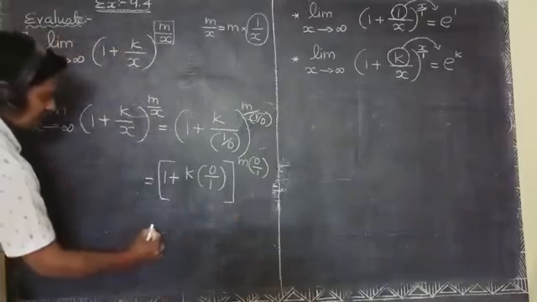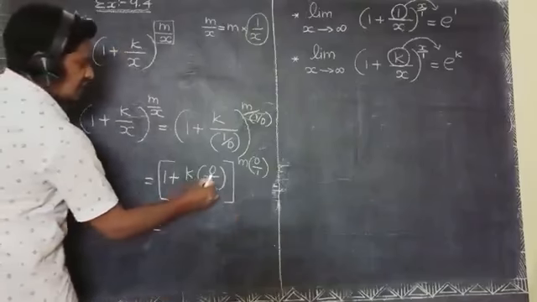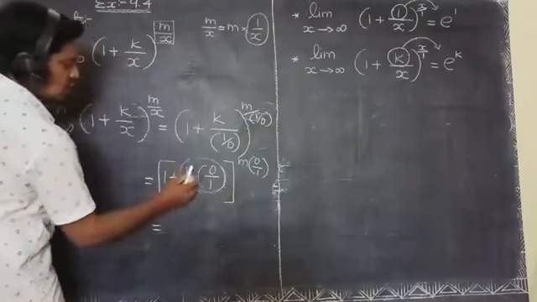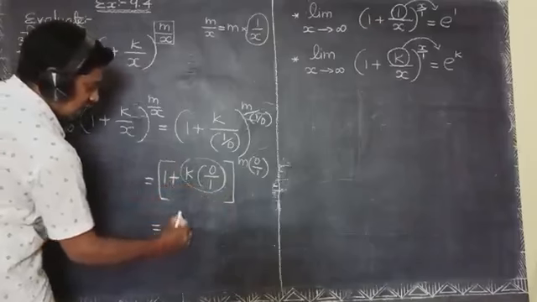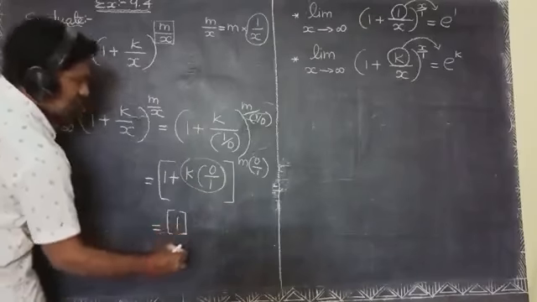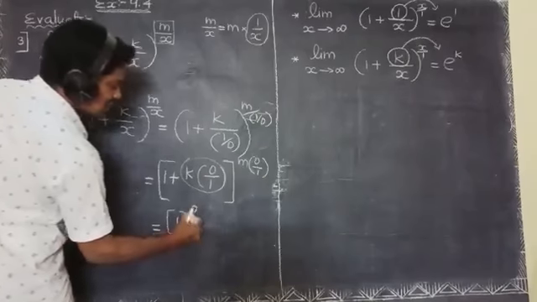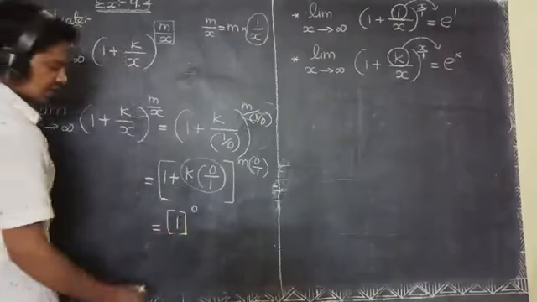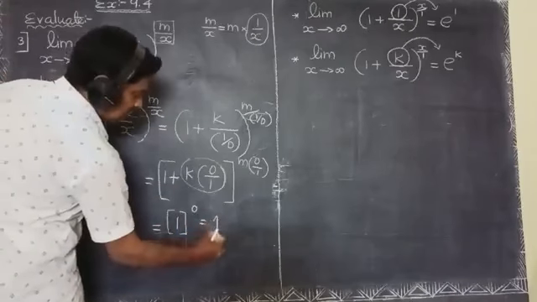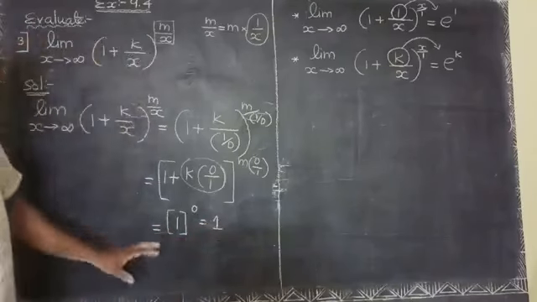Which is equal to k into 0. 0 into anything is 0. 1 plus 0 is 1, whole power m into 0. 0 into anything is 0, whole power 0. 1 power 0 is equal to 1, which is equal to 1.